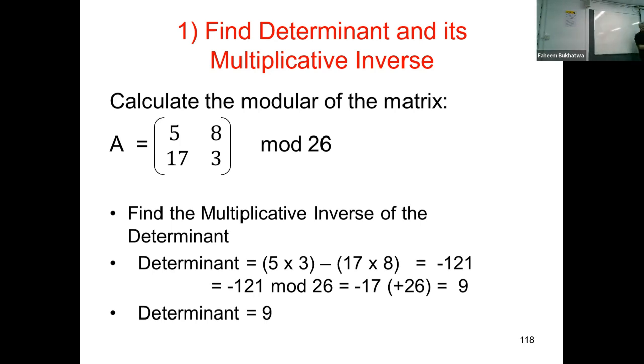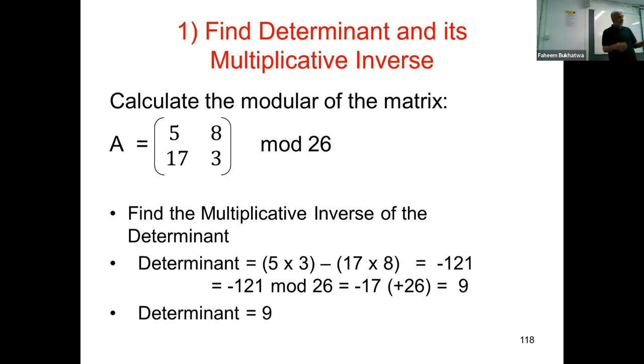If you're in an exam situation, short of time, it's good to have the calculator. It's divided by 26, so we keep adding 26 until we have a positive number, and that positive number between 0 and 26 would be 9. So that's what we got here. The determinant of this matrix is 9. That's those two multiplied together minus those two multiplied together. That gives us a number.